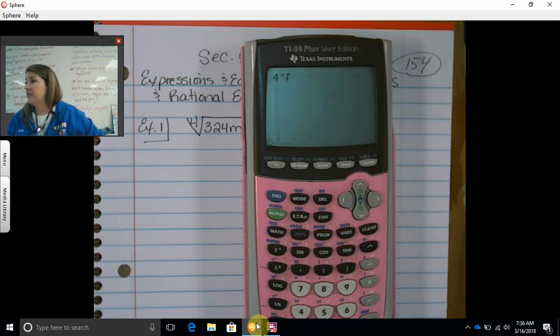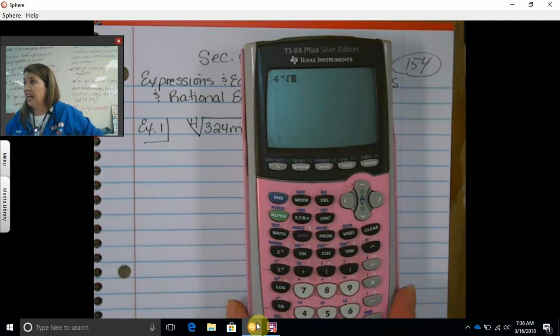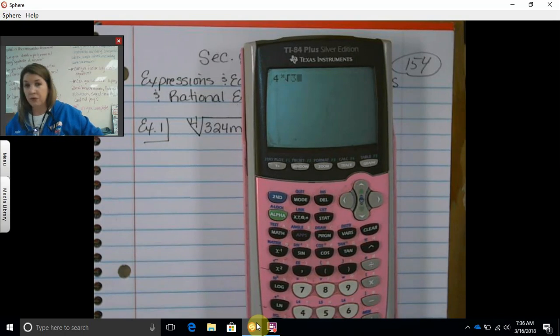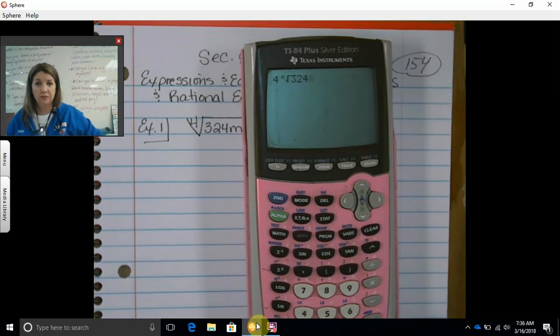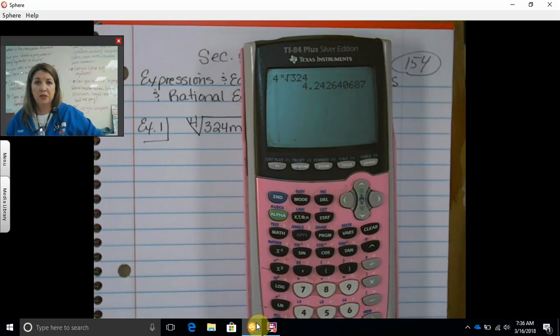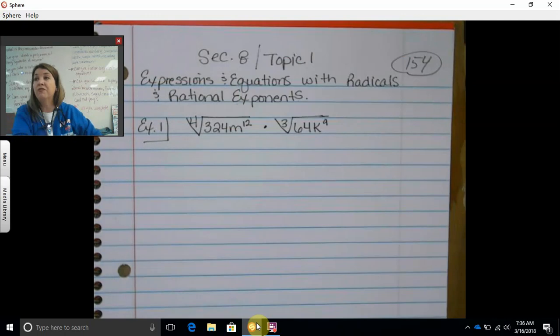If you have an updated TI-84, yours probably looks like it does on our paper, but if not, this is what it's going to look like. Okay, so then just put 324. Does 324 have a perfect 4th root? No. Darn. So we're going to have to use a factor tree.